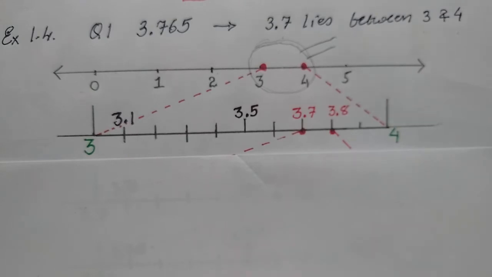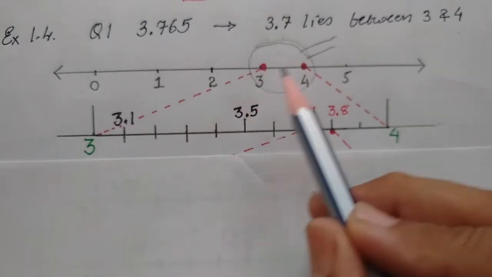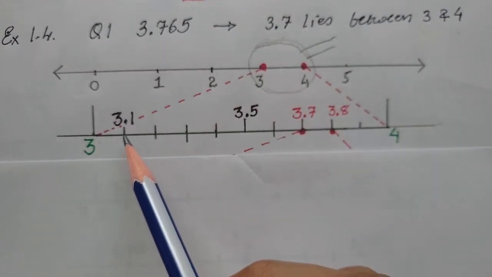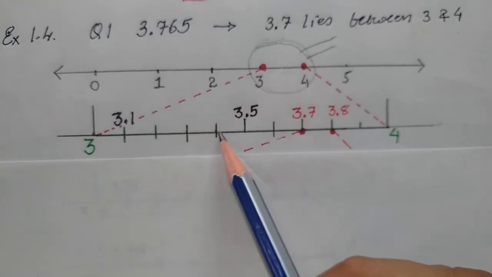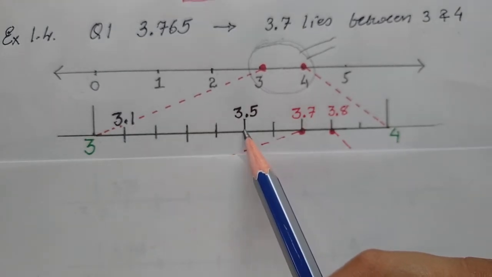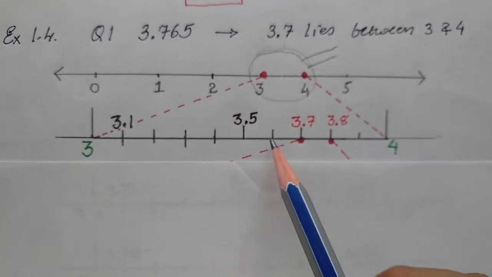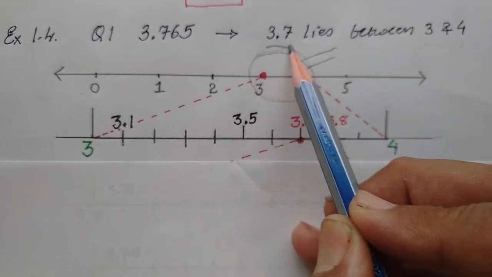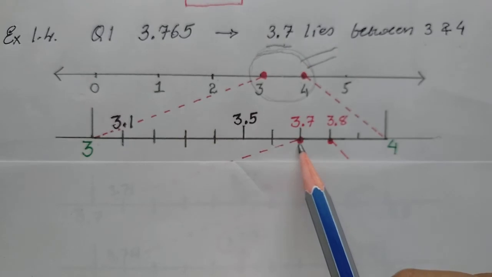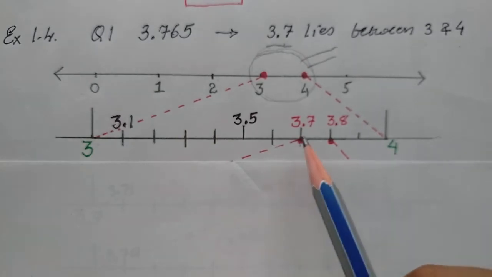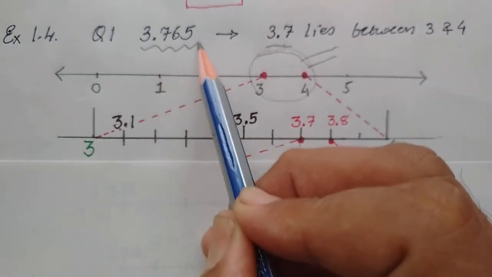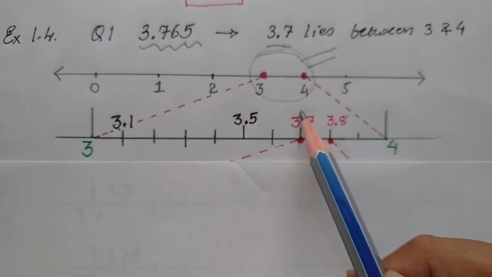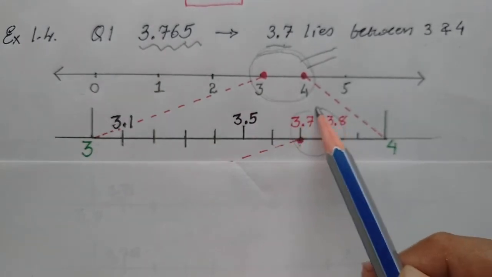So now children, this 3 we bring here, this 4 we bring here, and we divide it in 10 equal parts. 3.1, 3.2, 3.3, 3.4, this is 3.5, children. And this is 3.6, 3.7. So we want 3.7, children. So 3.7 we have got it. Now this entire number, children, this number lies between this and this. So now we will magnify this portion, children.